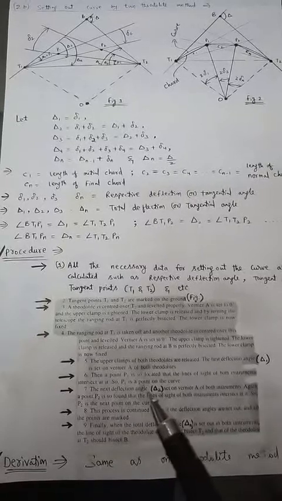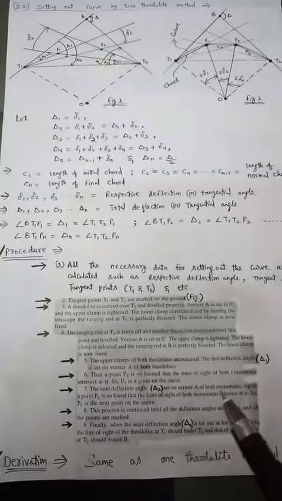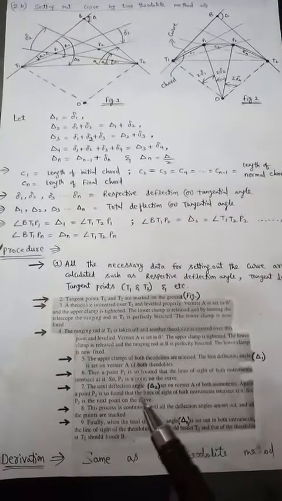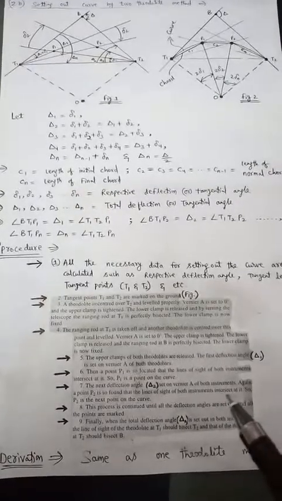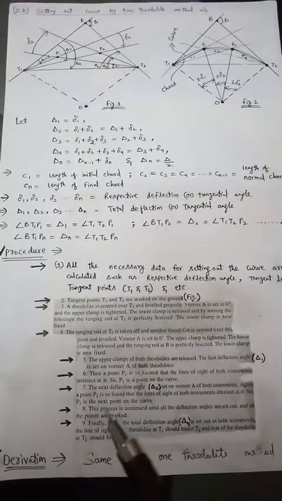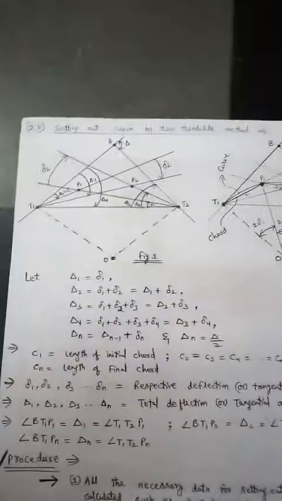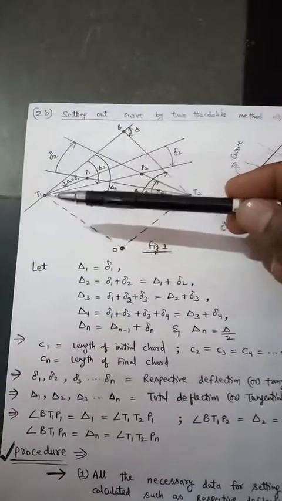The next deflection angle delta is set on vernier A of both instruments. Again the point P2 is found, where the lines of sight of both instruments intersect. So the point P2 is the next point on the curve. Now the calculated deflection angle delta 1.